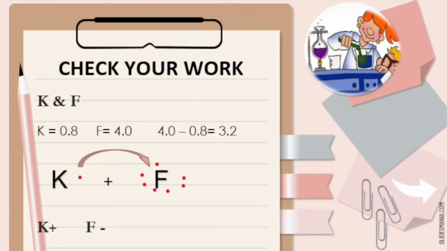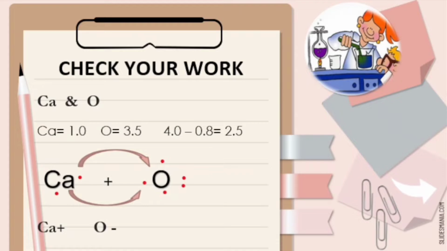Same procedure with potassium and fluorine. So, potassium becomes positively charged and fluorine becomes negatively charged. And also for calcium and oxygen. Their electronegativity difference is 2.5. So, it is ionic. Calcium becomes positively charged and oxygen becomes negatively charged.